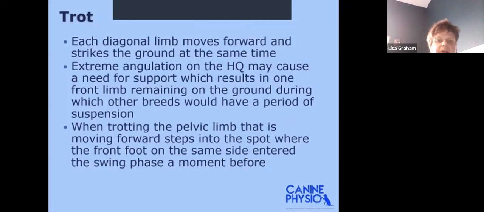And when trotting, your pelvic limb should be stepping forward into the spot where the front foot on the same side entered the swing phase a moment before. So basically, as your back foot comes forward, it should track up into the spot where the front foot was. But again, there are breed differences that will mean that won't happen for every single dog. So a lot of your short-legged dogs, your Dachshunds, your Shih Tzus, your Lhasas, your Bassets, they're not going to be able to track up properly as we would expect a dog in a trot to.